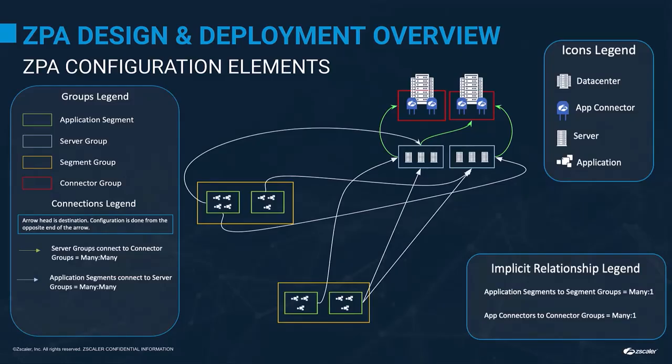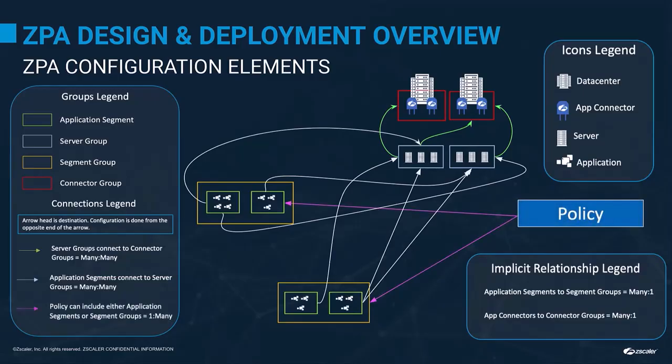As we can see, we have relationships established between applications, application segment, segment groups, app connectors, connectors, servers, and server groups. But how is all this tied together? Good question. A policy is either explicitly or implicitly associated with either a combination of application segment or segments and/or segment group or groups. This diagram can be downloaded for your reference after the video.